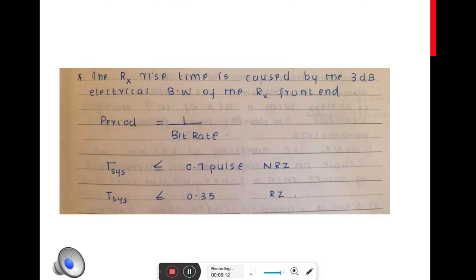So on the transmitter side, if you're using non-return to zero polarity, the total system rise time is given by T system less than 0.7 TB. TB is the bit duration of the pulse for that specific data. Similarly, if you are using return to zero polarity on the transmitter side, the total rise time should be less than 0.35 TB.